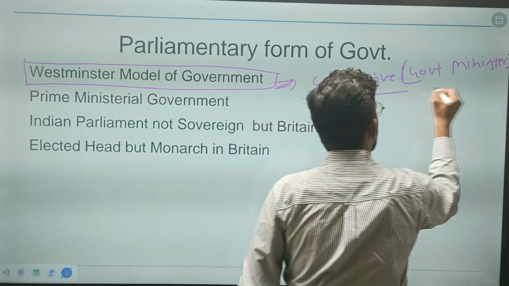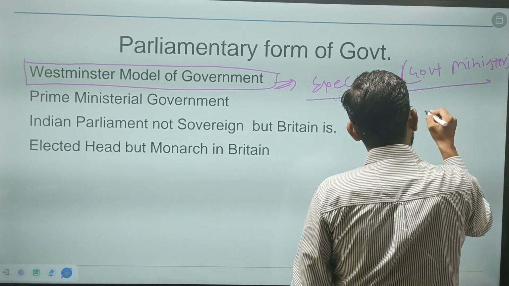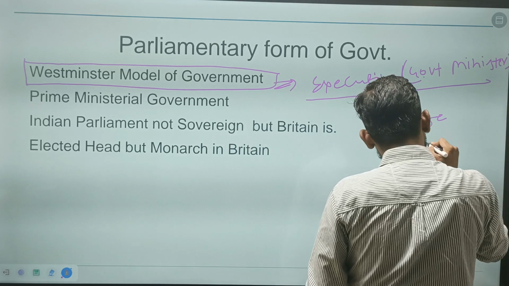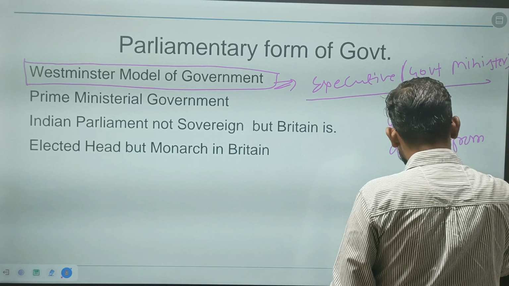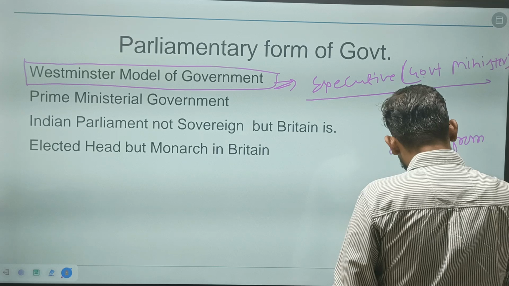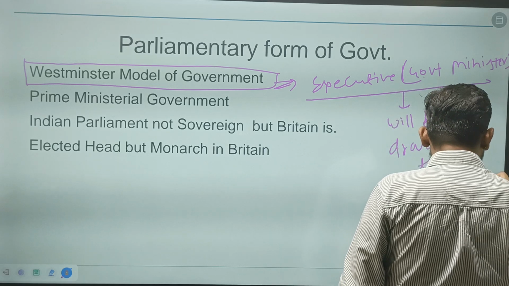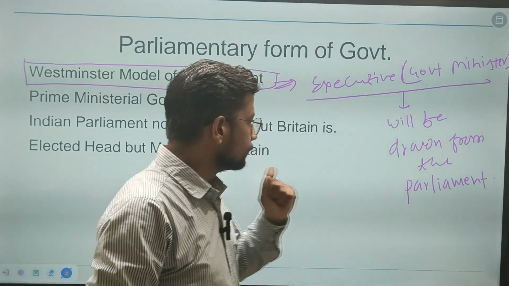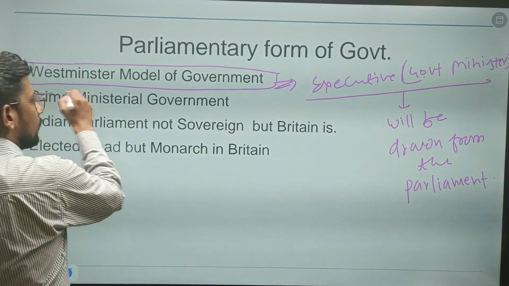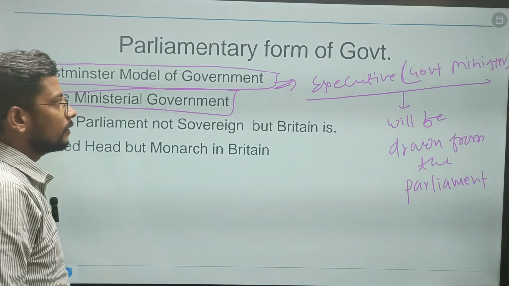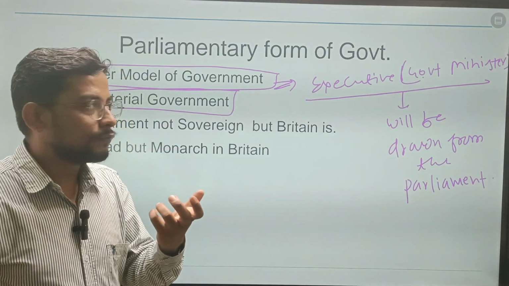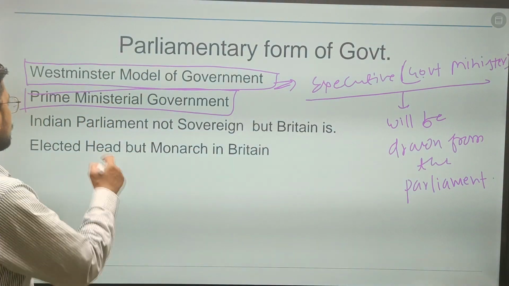Government ministers will be drawn from the parliament. Then the prime minister will be the head of the government. This is also an important feature of the parliamentary form of government which we are having.